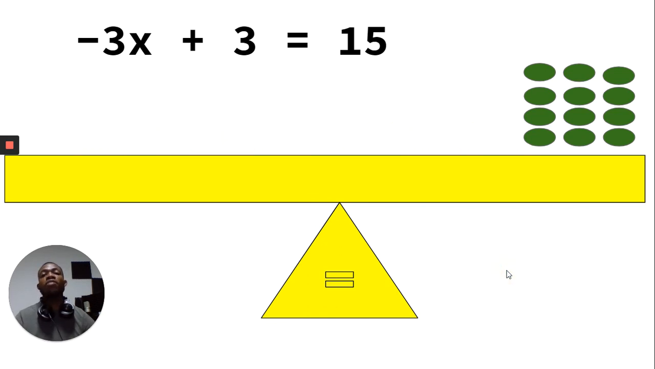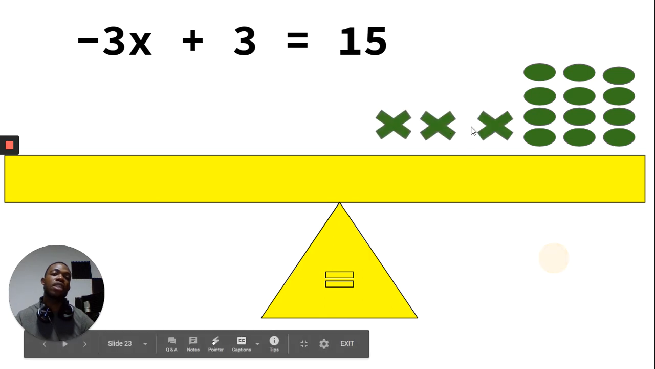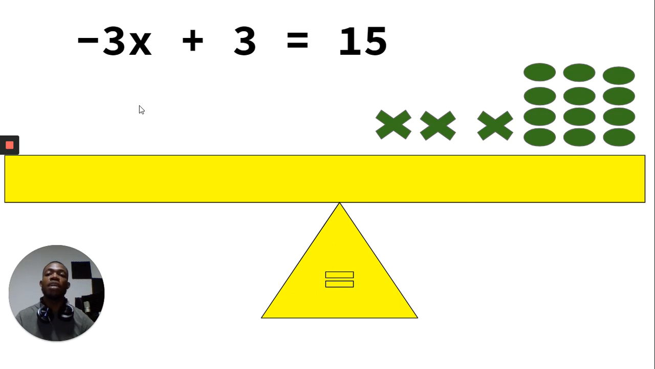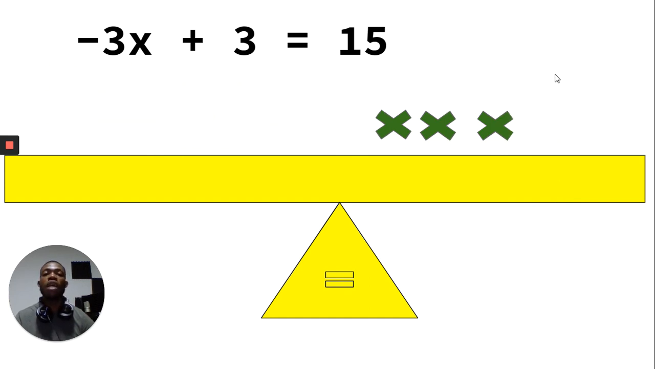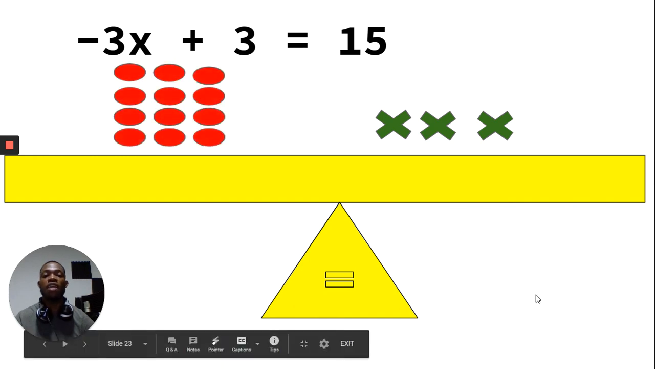Now, to get the value of x, I need to turn them to positive. Hence, I need to move my 3 negative x's to the right. Now, they become positive. As you can see, this equation now has become 0 equal to +3x plus 12. Now, moving forward, if I move my 12 positive to the left side, they now become negative. Hence, I have -12 equal to +3x.